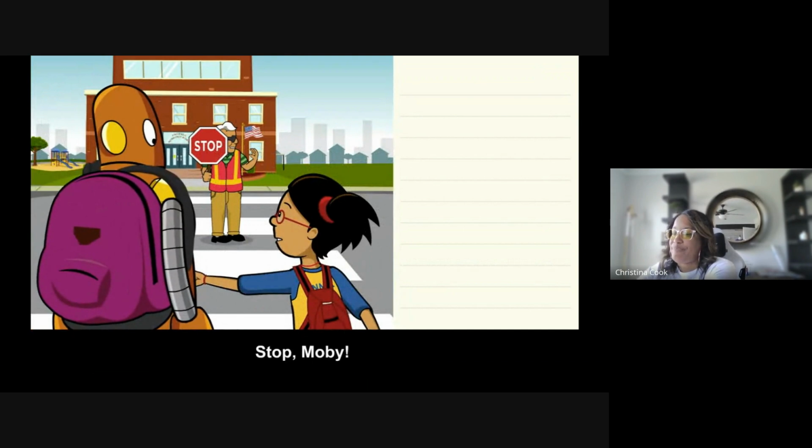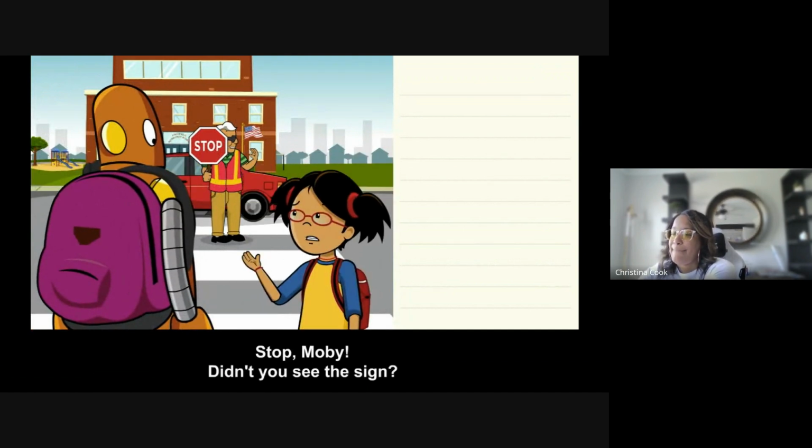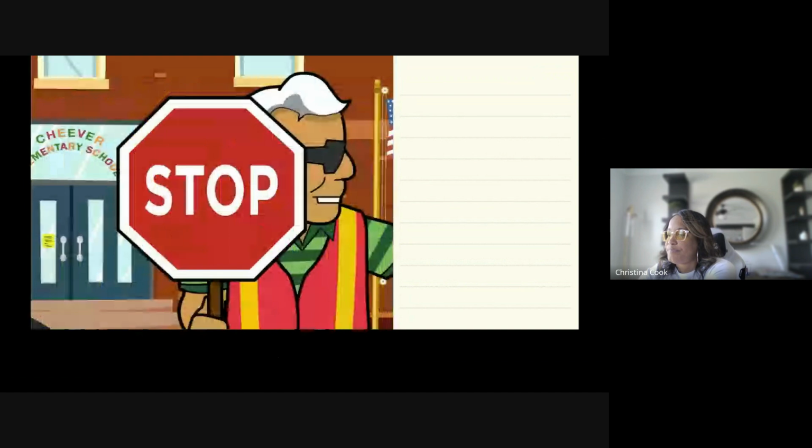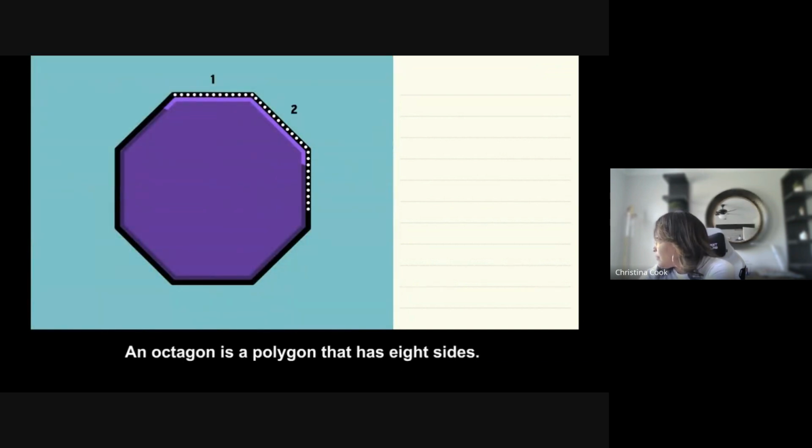Stop, Moby! Didn't you see the sign? It's hard to miss. It's a bright red octagon. An octagon is a polygon that has 8 sides.